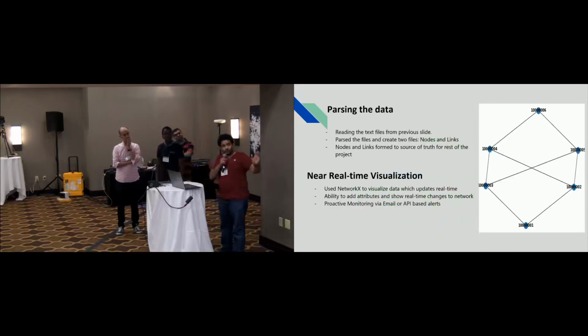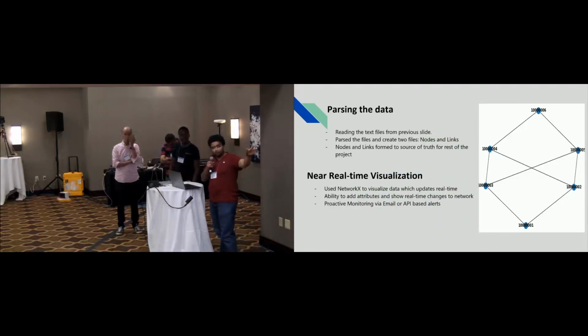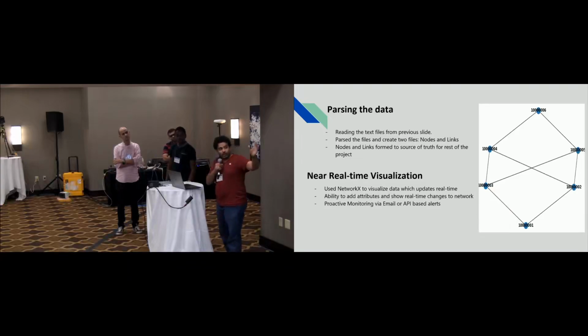For parsing the data, we took the data which was being written into a text file, and we were parsing that information and writing it into a CSV file, collecting all the information which we needed into two separate files, one for nodes and one for links, so that we have a clear understanding of what's happening where. And then we used NetworkX to visualize this information and the attributes related to that.